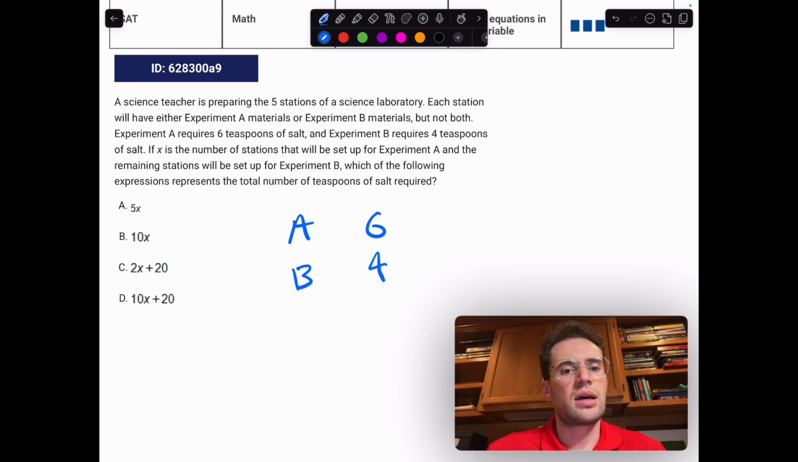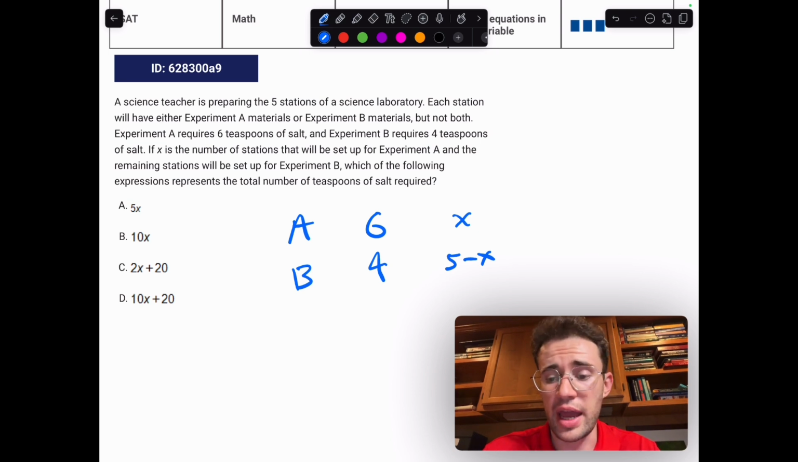If X is the number of stations that will be set up for experiment A and the remaining stations will be set up for experiment B, there are 5 stations total. So this is X, and this is going to be 5 minus X for B. Whatever X is, the remaining ones of those 5 are all B. Which of the following expressions represents the total number of teaspoons of salt required?